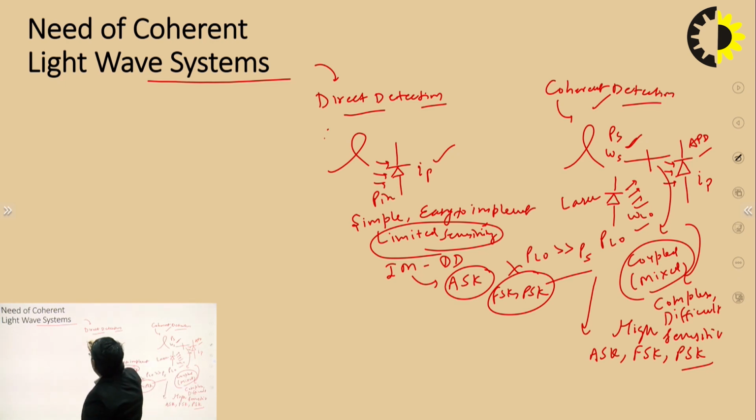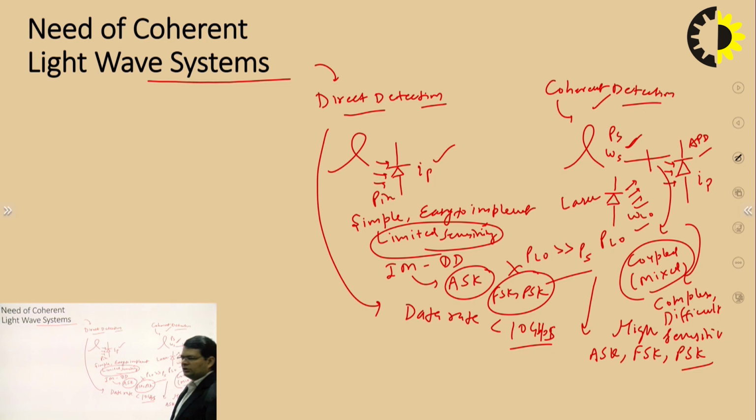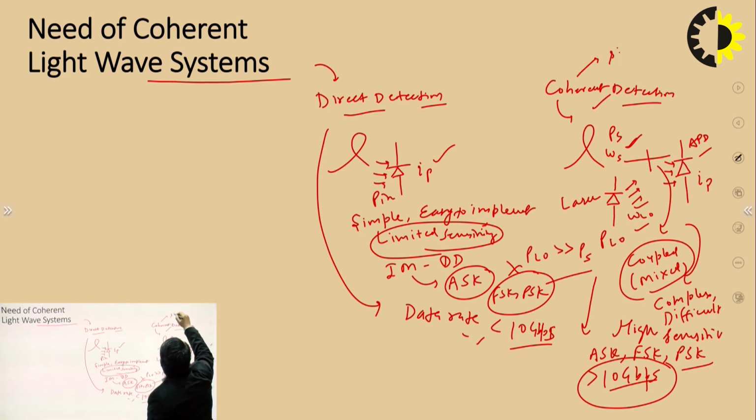Whereas this direct detection can be applied only when the data transmission rate is less than 10 Gbps. Okay, so whenever it is 10 Gbps or more, then this direct detection cannot be applied. We can apply only the coherent detection. We also have some more advantages for the coherent detection, like spectral efficiency is better.